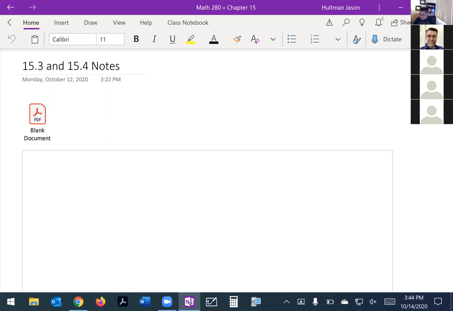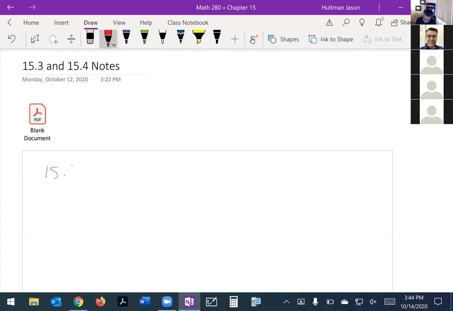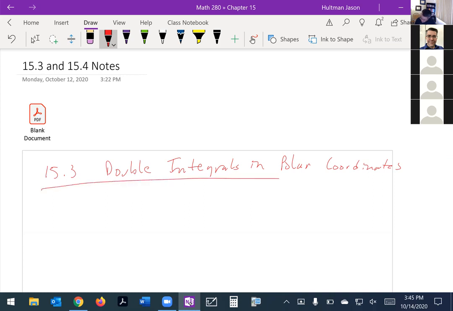Okay, we're going to cover 15.3 and 15.4 today. Okay, so 15.3 is double integrals in polar coordinates. If we look at our polar coordinates, r squared is equal to x squared plus y squared. x is equal to r cosine theta, and y is equal to r sine theta.